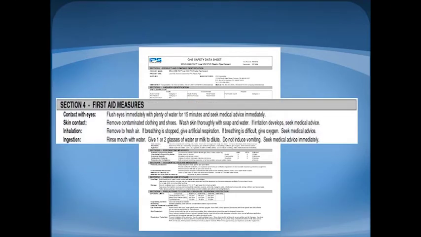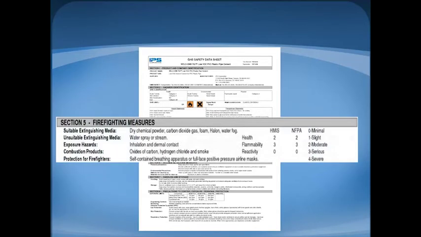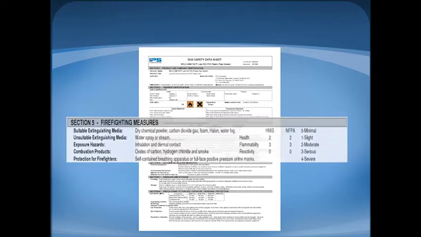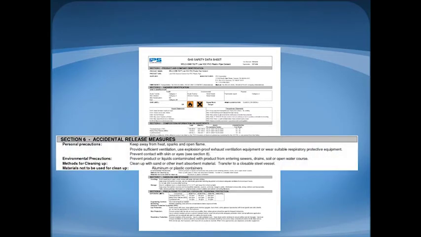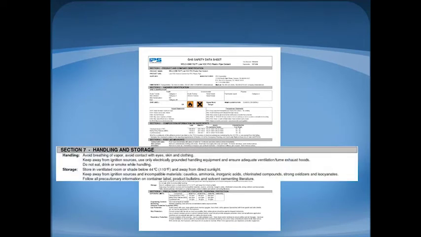First aid measures. This section describes the initial care that should be given by untrained responders to an individual who has been exposed to the chemical. Firefighting measures. This will provide recommendations for extinguishing a fire involving the chemical. Accidental release measures. This section provides recommendations on the appropriate response to spills, leaks, or release of the chemical. Handling and storage. This gives a list of precautions for safe handling practices and conditions for safe storage of the chemical.